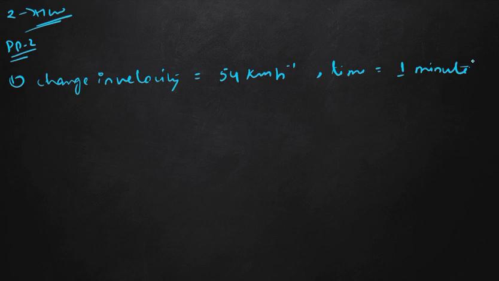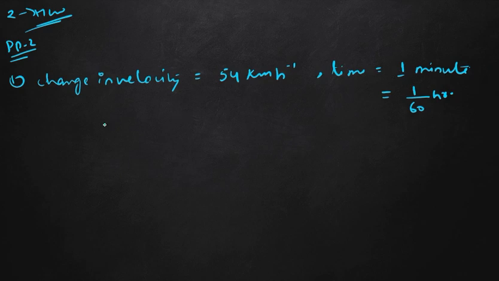For that, we need to convert time into hour, because change in velocity is per hour. We need time in both second and hour. So 1 minute, how to convert in hour? This will be 1/60 hour.